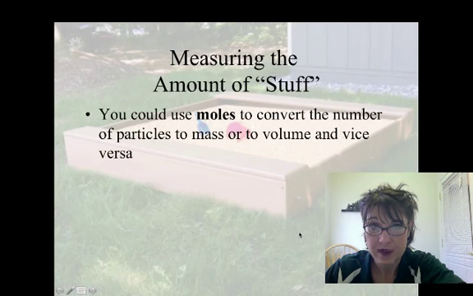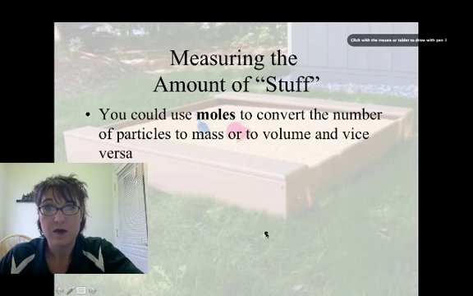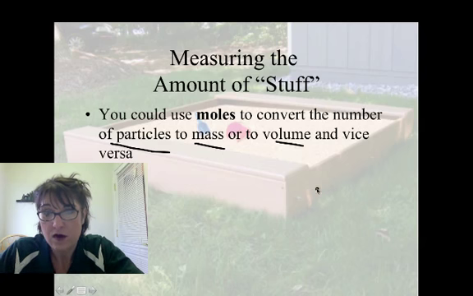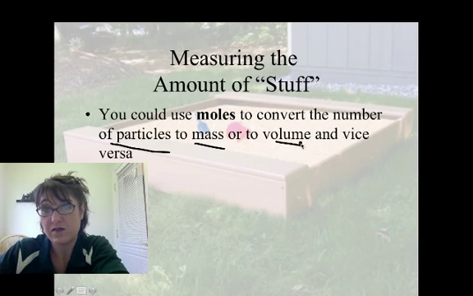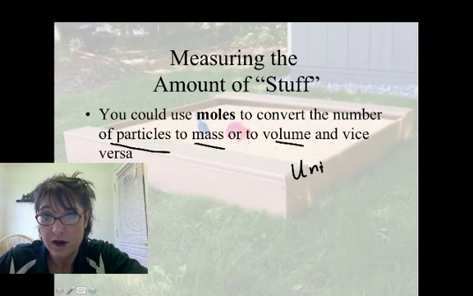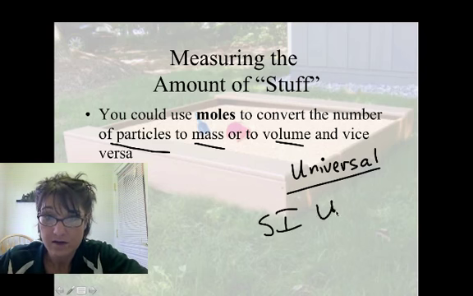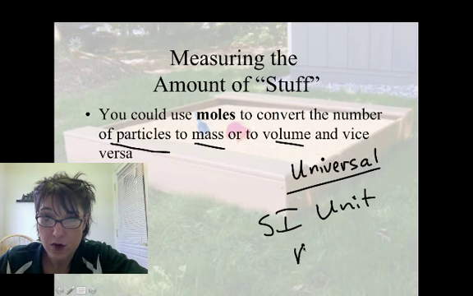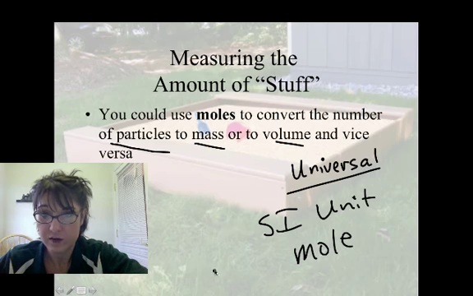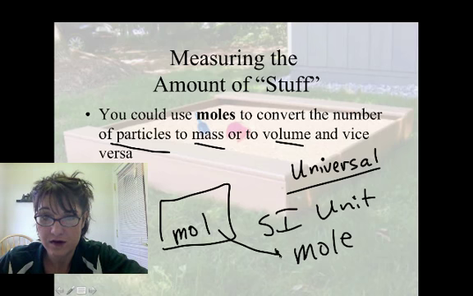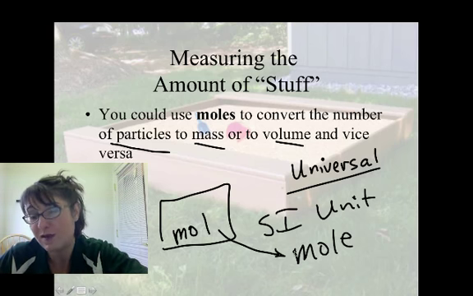Here's how chemists do it. We use moles. Moles allow us to convert the number of particles to mass or to volume, to convert between all of those things. And so that's why we use the mole, because it's a very handy unit and it's universal. Everyone in the world is going to use the same amount of stuff to represent the mole. And that's why it's considered an SI unit. For amount of stuff, the SI unit is the mole. And its abbreviation, get this? The abbreviation for mole is mol. Hey, how about that? I know it doesn't help much, doesn't save you much writing, but that's what we use.